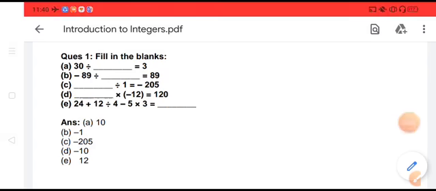So student, take the screenshot for the questions B, C, D and A and calculate it and give me the answer in the comment box.